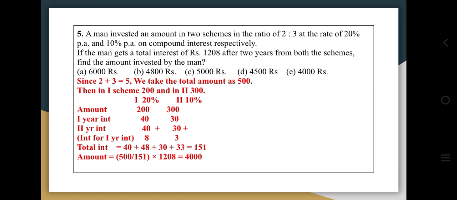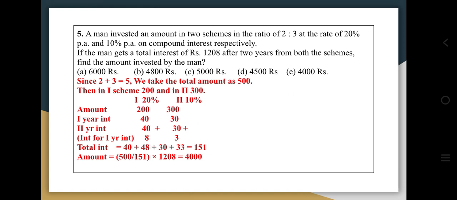Now what is the second year compound interest? Second year compound interest is first year interest plus interest for the first year interest. So second year interest is the first year interest 40 plus the interest for 40. The interest for 40 at the rate of 20 is 40 into 20 by 100, that is 8. So the total second year interest is 48.